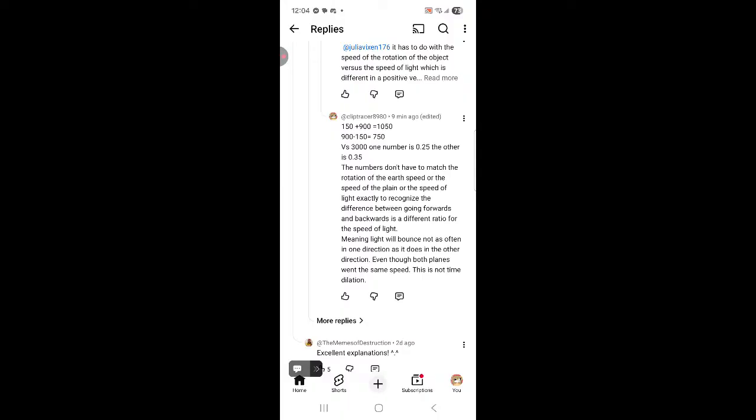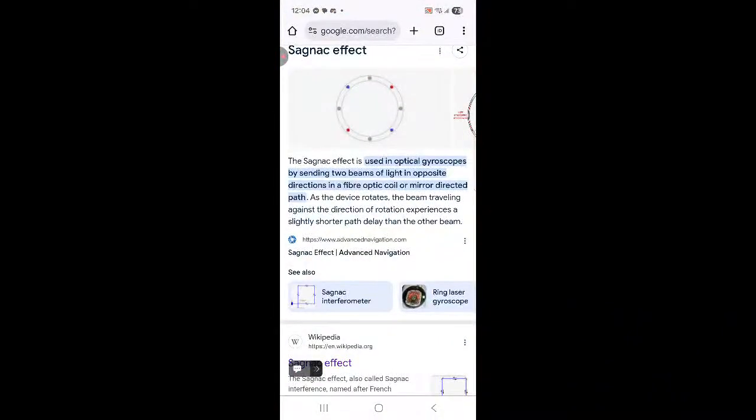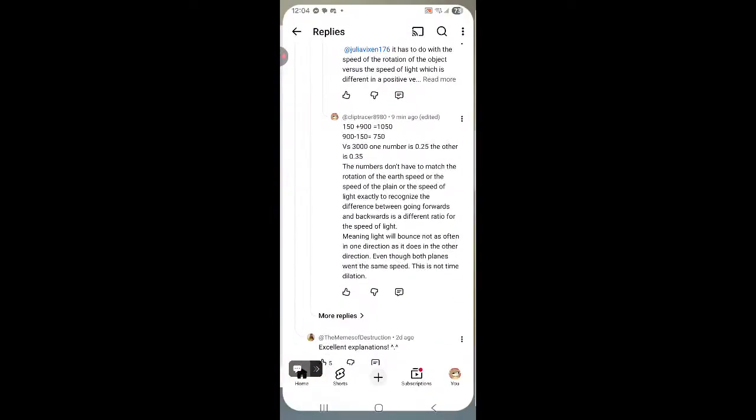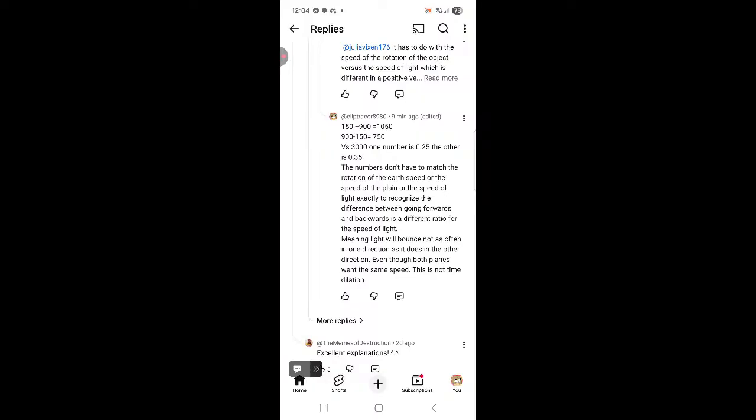It will bounce at different ratios in those objects that are moving slower than the rotation of the Earth and faster than the rotation of the Earth. Something similar was found in the Sagnac effect. And that's because going forward versus going backward is different when it comes to light. This is not time dilation.